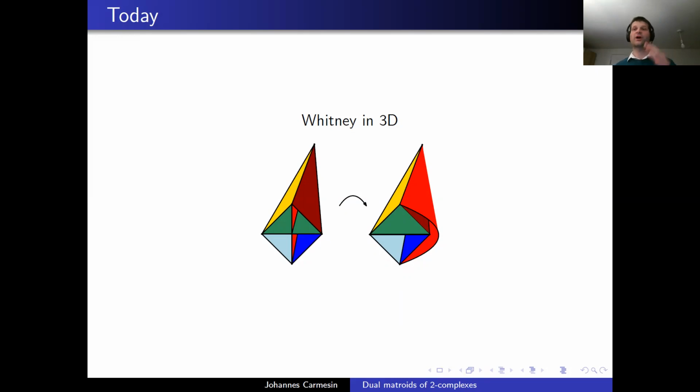So now we no longer have graphs, which are 1-dimensional simplicial complexes, but 2-dimensional simplicial complexes. These are just graphs, and then you have a set of triangles and you glue some 2-dimensional faces on it. So for example, on the left-hand side, you see a 2-complex which is called the cone over K4.